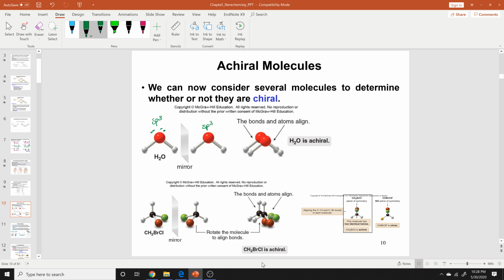Another way to check if the molecule is chiral or not is simply to draw a plane of symmetry. A plane of symmetry is an imaginary plane that cuts the molecule in half. If you are able to draw that plane of symmetry and end up having two parts of the molecule that are the same, then immediately the molecule is not chiral. See, I am able to draw a plane of symmetry through this oxygen here and cut the molecule in half. So this means that the molecule is not chiral.